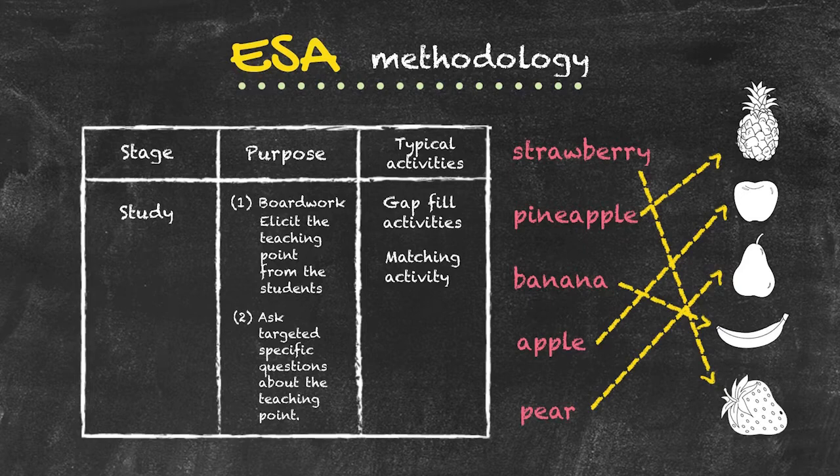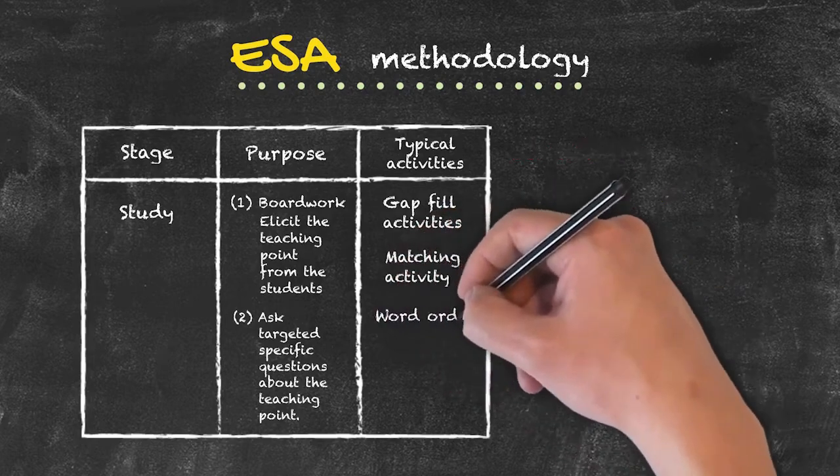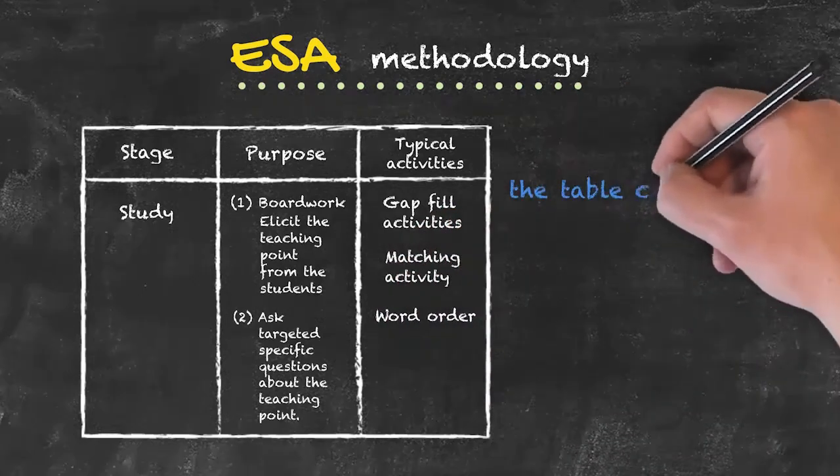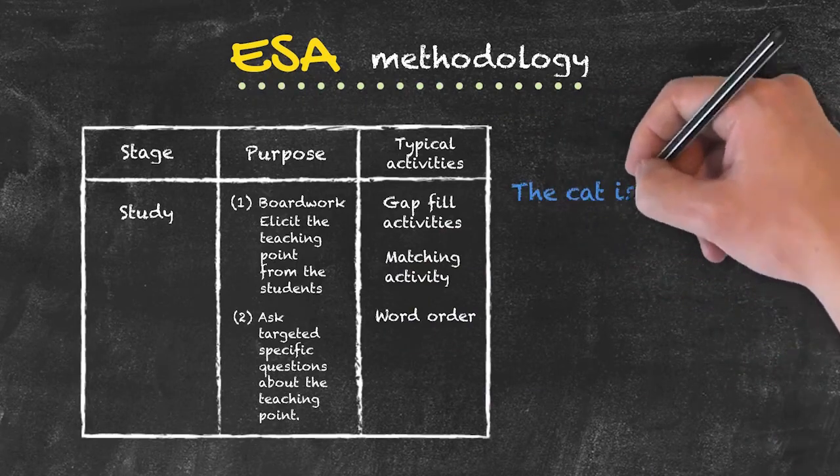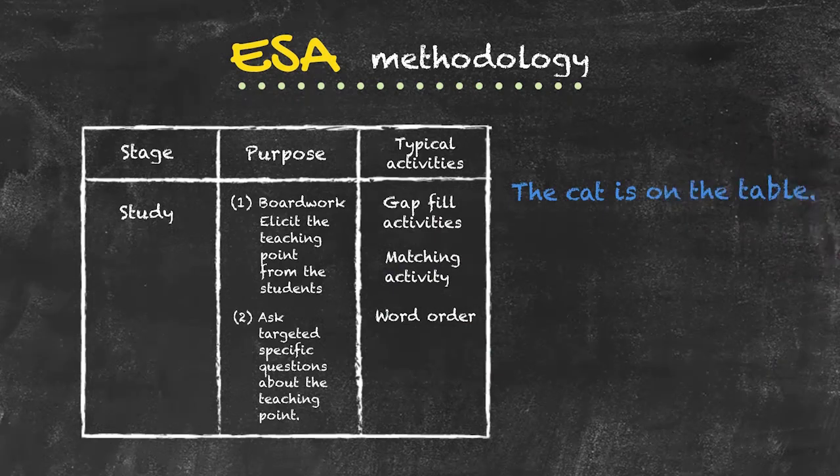Another type of activity that can be used here we could describe as word order, and typically you will take a sentence and scramble it up, and the students then have to recreate that sentence in the correct order to make it sensible. Again, this will show understanding of the particular vocabulary or grammar point.